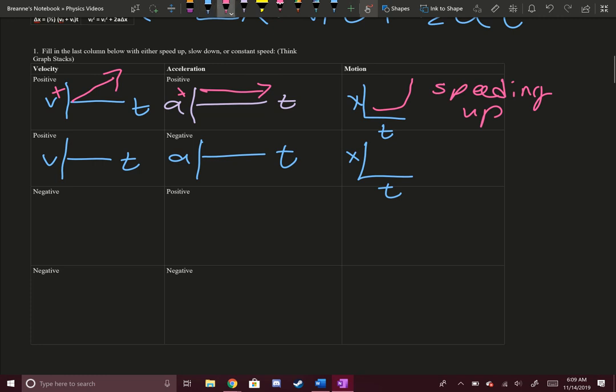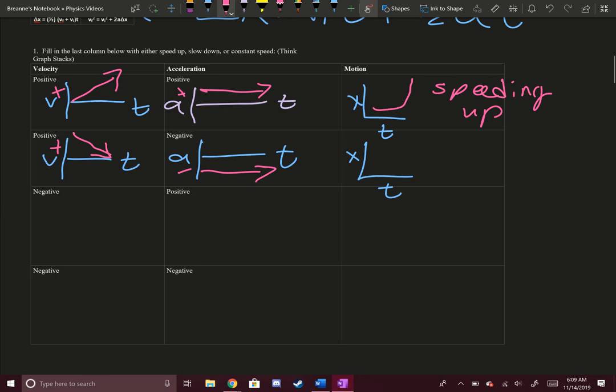So a positive velocity again, so we're up here. A negative acceleration, so we're down here. Still a straight line. So we're at positive velocity, but we need a negative slope. Negative slope points down. So our velocity looks like that. So if we have a negative slope, our numbers are getting smaller because that's the zero line. We're getting closer to zero. So we're slowing down. So positive direction, slowing down.